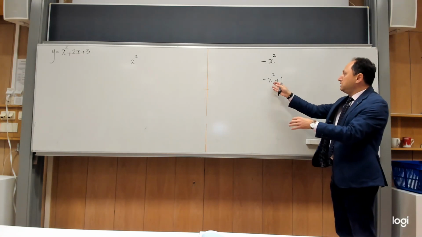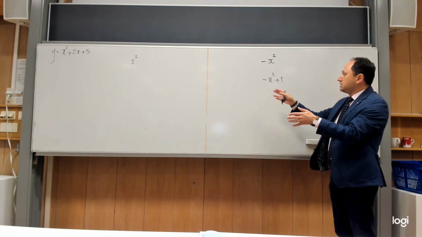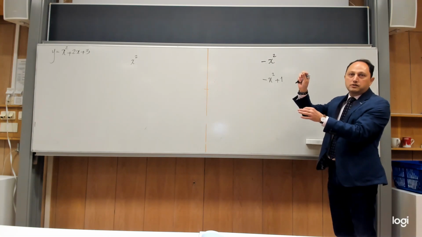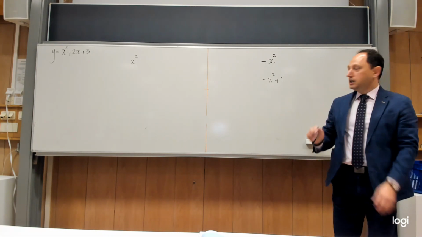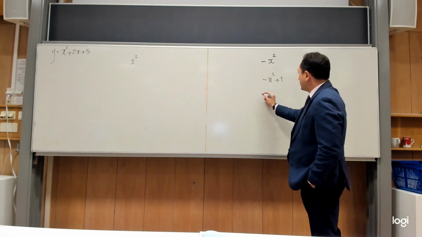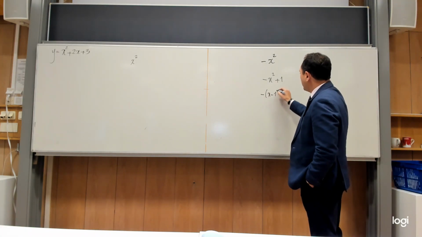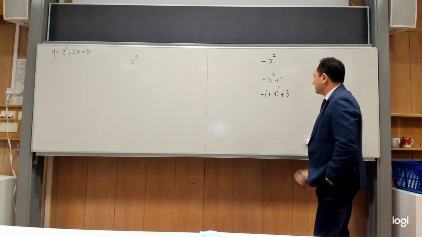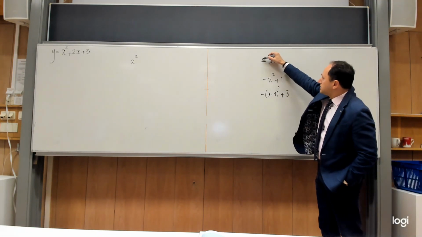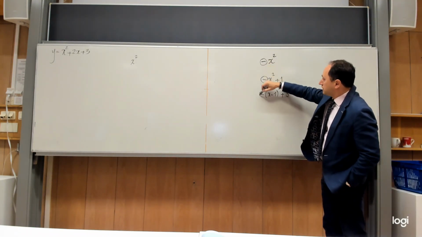So when the maximum before was 0, now it is shifted upward. Is it understandable for everyone? Now let me ask you this question. Minus (x minus 1) to the power of 2 plus 3. You see, this minus sign is actually very important.